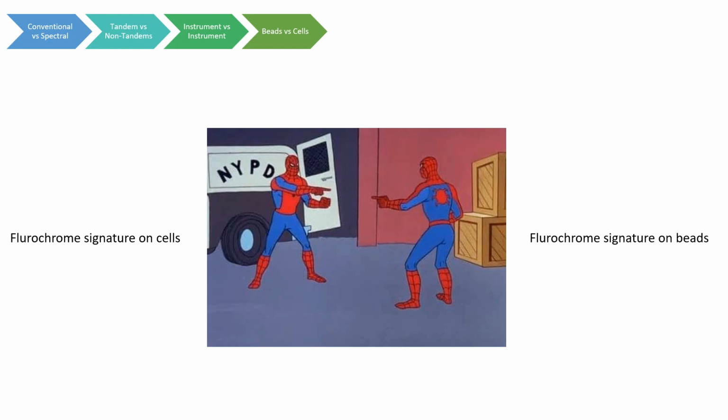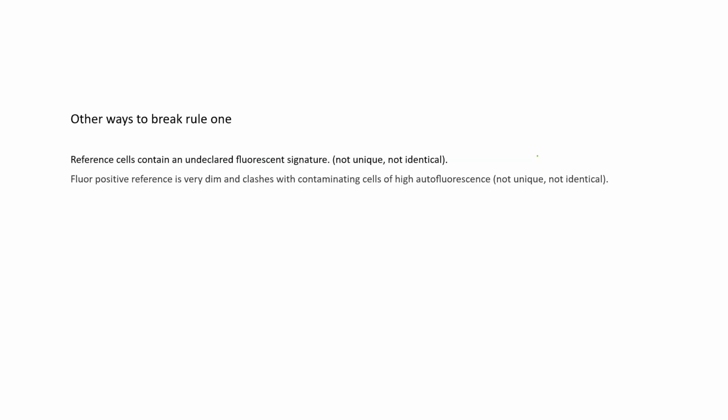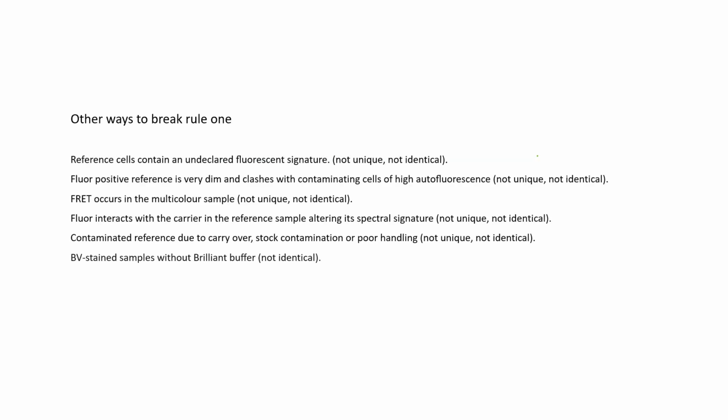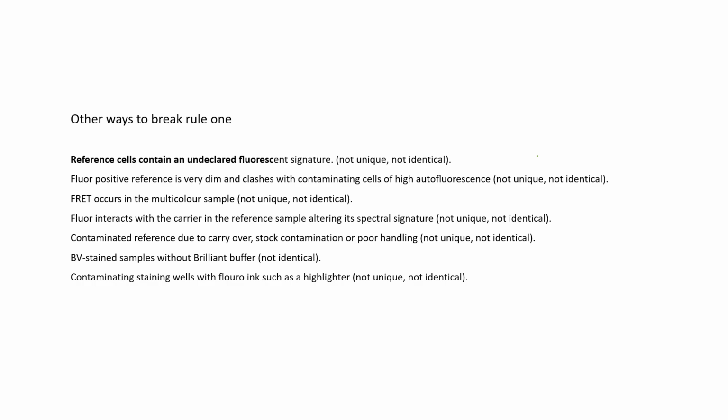Rule 1 can be summarised as this. The fluorochrome on your reference must be identical to the fluorochrome on your sample, and we have seen a few examples of how you can break these rules. There are many ways to break Rule 1, as seen here. I'm not going to go into all of them, because that will take a few days, but I have added a couple of honourable mentions to the next few slides.